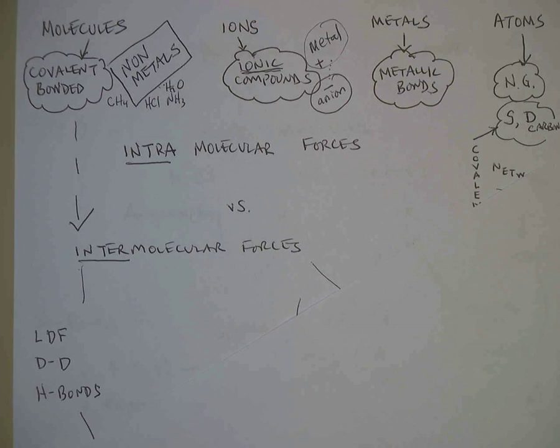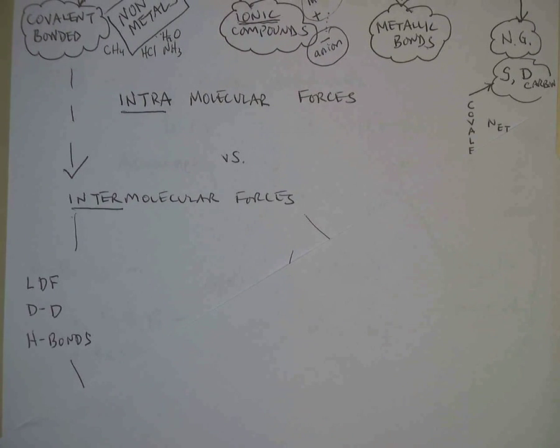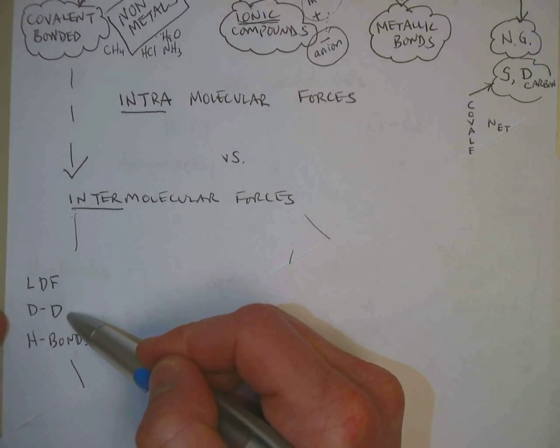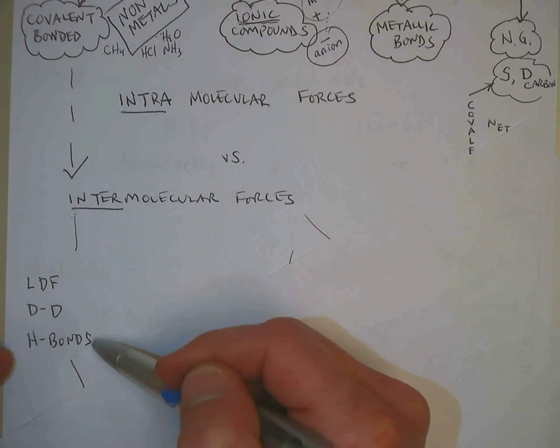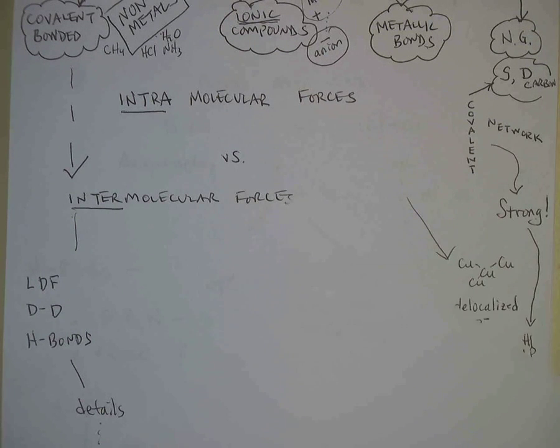The three types of intermolecular forces that we spend a lot of time on, and we will spend 5 minutes on here, are London dispersion forces, dipole-dipole forces, and hydrogen bonds, which are really nothing more than a special case of dipole-dipole forces, and we'll go to a lot of details on the next page.